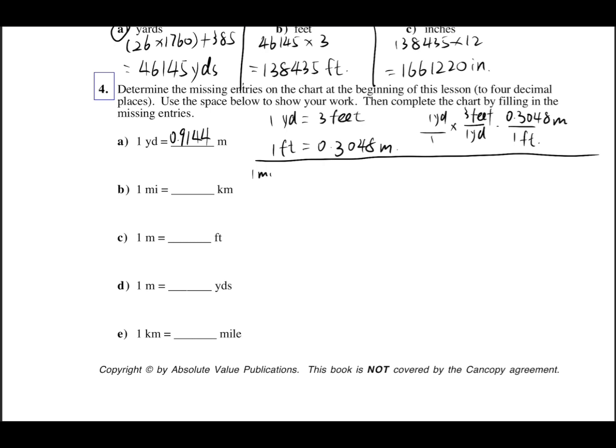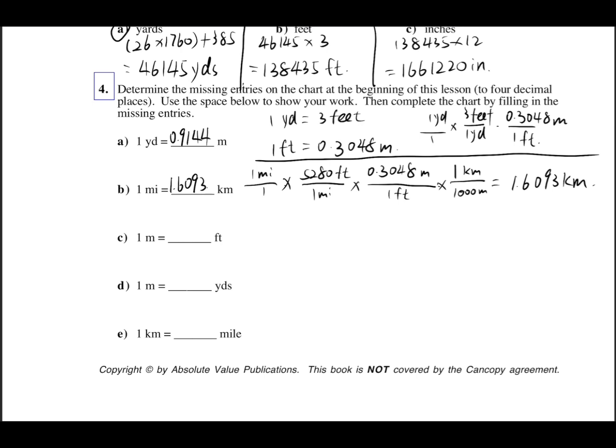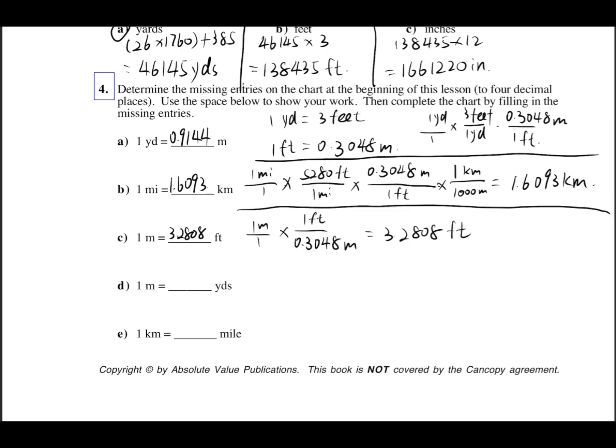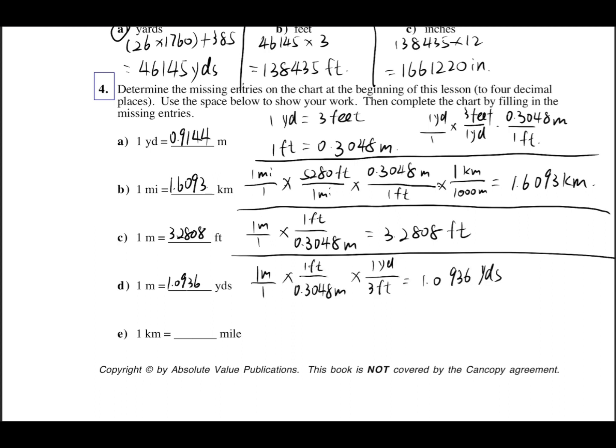And for the mile, you can omit the factors for this part, and you can just use the factors from the chart. Okay, and I just write down the fractions here. So the final answer is this one. And so for C, this one is for C. And D is the last one.